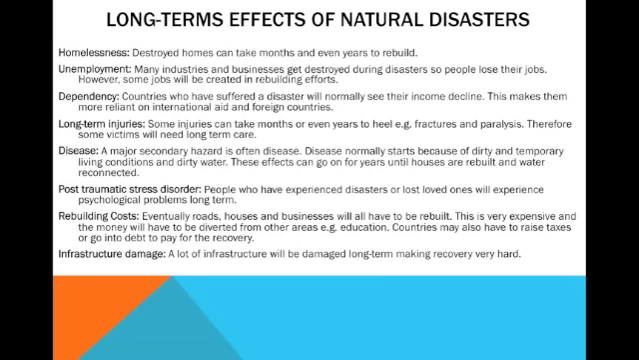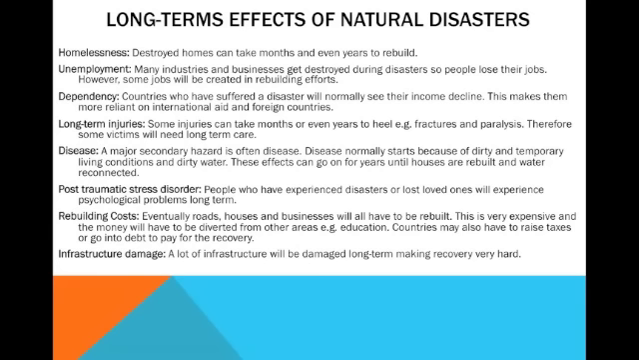These effects can go on for years until houses are rebuilt and water reconnected. Post-traumatic stress disorder. People who have experienced disasters or lost loved ones will experience psychological problems long-term. Rebuilding costs. Eventually, roads, houses, and businesses will all have to be rebuilt. This is very expensive, and the money will have to be diverted from other areas, such as education. And countries may also have to raise tax or go into debt to pay for the recovery.